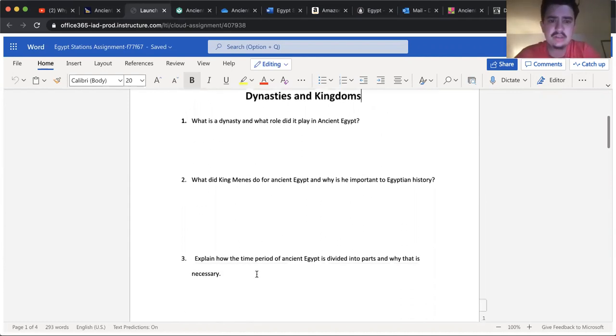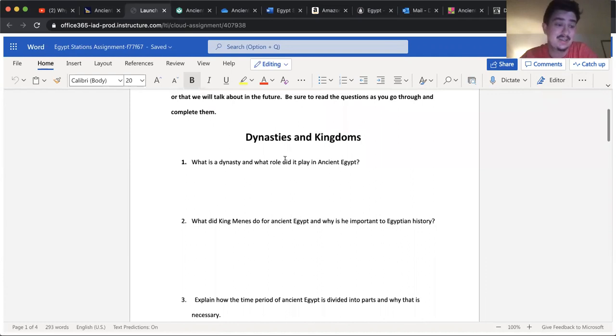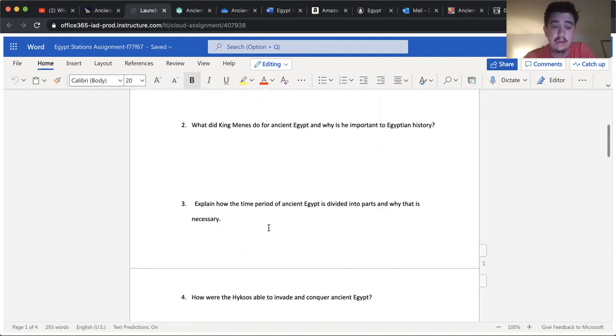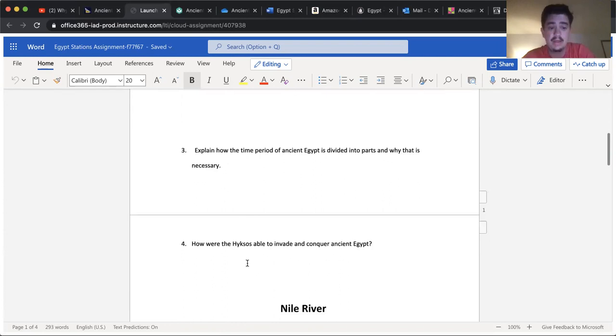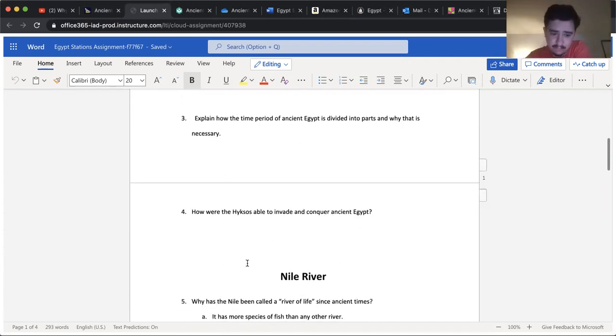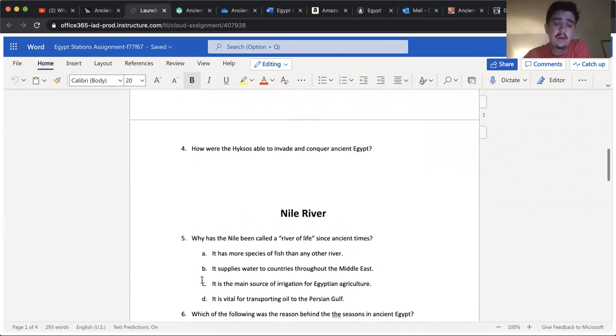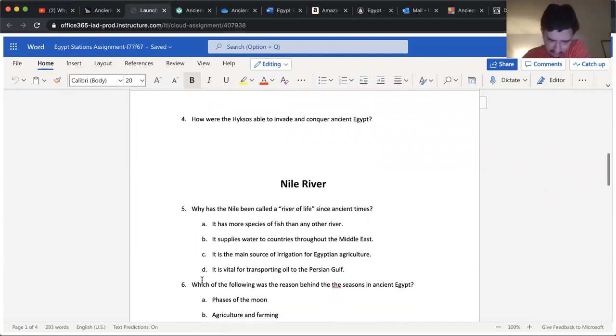But here are the questions, and each one at the top has which section it comes from. The first one: what is a dynasty and what role did it play in ancient Egypt? What did King Menes do for ancient Egypt, and why is he important to their history? Explain how the time period of ancient Egypt is divided into parts and why that is necessary. And then 4, how were the Hyksos able to invade and conquer ancient Egypt?